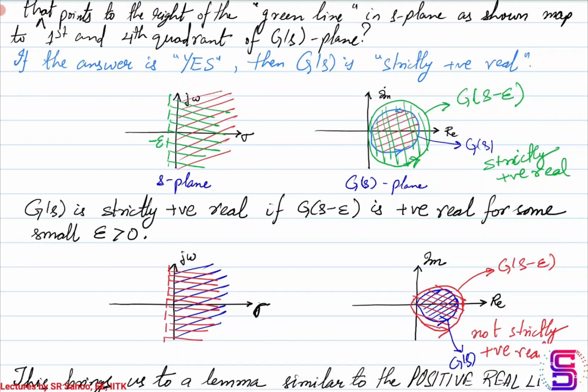If we want to put it again formally, we can call a transfer function G(s) strictly positive real if G(s minus epsilon), where epsilon represents the left shift that we have, is positive real for some epsilon greater than 0. We should be able to find a positive epsilon such that G(s minus epsilon) is a positive real transfer function. If that is true, then G(s) is said to be a strictly positive real transfer function.